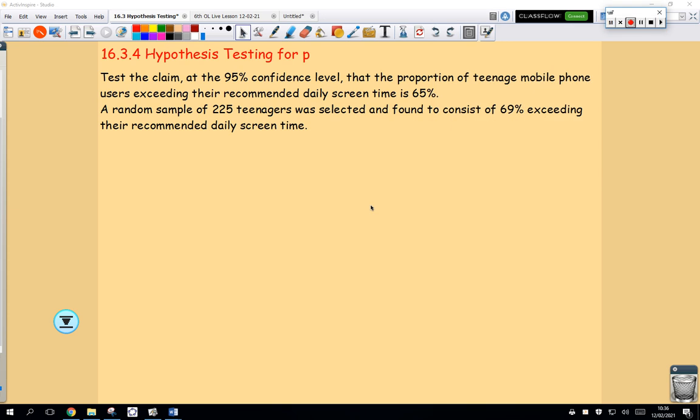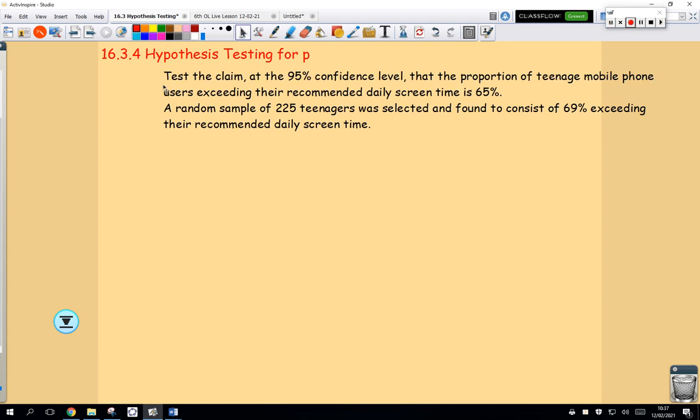So in this lesson I'm going to look at one final example for hypothesis testing for the proportion. I'm going to test the claim at the 95% confidence level that the proportion of teenage mobile phone users exceeding their recommended daily screen time is 65%. A random sample of 225 teenagers was selected and found to consist of 69% exceeding their recommended daily screen time. I want to test the claim.